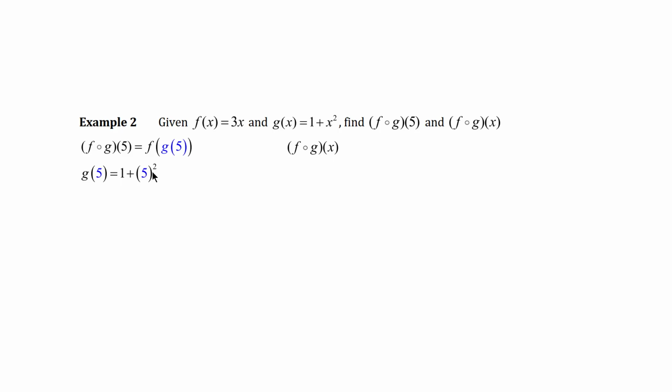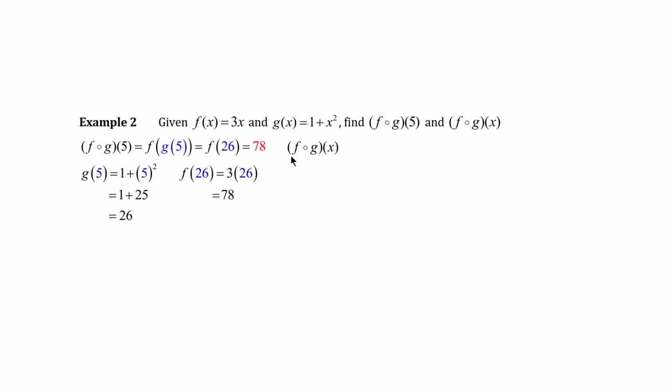Next, we simplify. 5 squared is 25, and then we bring down the 1. 1 plus 25 is 26. So we have g of 5 is equal to 26. Next, we take the value of 26 and substitute it into the function f. This gives us f of 26. To find f of 26, we just take 26 and substitute it in for x in the function f. We get f of 26 is equal to 3 times 26, which is 78. So the composition of f and g of 5 is equal to 78.